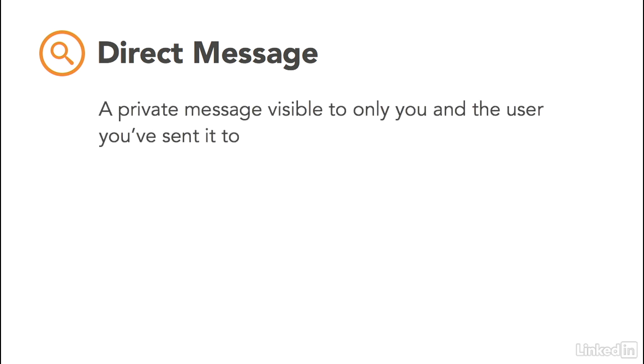Direct message, or DM. If you need to have a private conversation, you can use a direct message. A DM is sent via Twitter to one of your followers. Typically, you can only send a direct message to a user who is following you, and you'll only receive direct messages from users you follow.